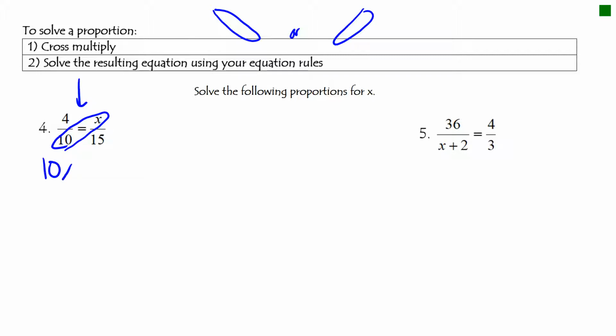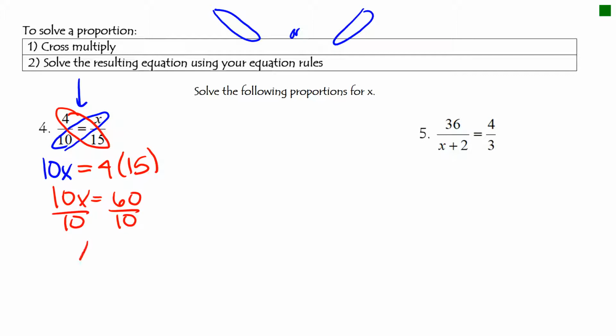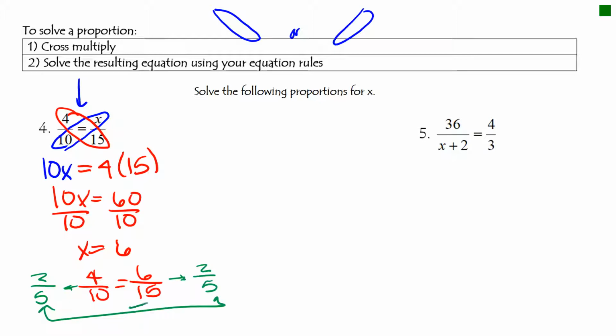So I'm going to get 10 times x, which is 10x, equal to 4 times 15. So 10x is equal to 60. It's all multiplication. Opposite of multiplication is divide. So x is equal to 6. Now what that means is 4/10 is equal to 6/15. Does 4/10 reduce? Yeah, you divide both by 2, you get 2/5. Divide these both by 3, and you get 2/5. That shows you that they are equal. Do you have to do that? No, I just want you to know what's going on.